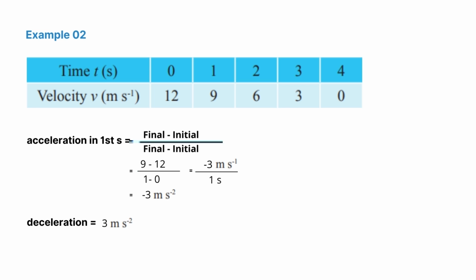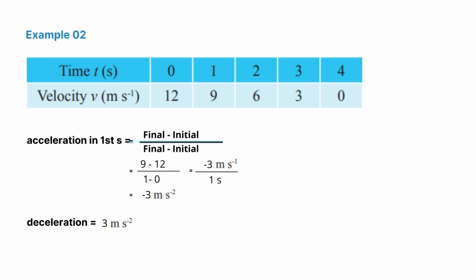So we rewrite it as deceleration equals 3 m s^-2. Remember students, when you write deceleration you should not use the negative value. We write it as 3 m s^-2. So when acceleration is a negative value, that is called deceleration. And I hope you understood this.